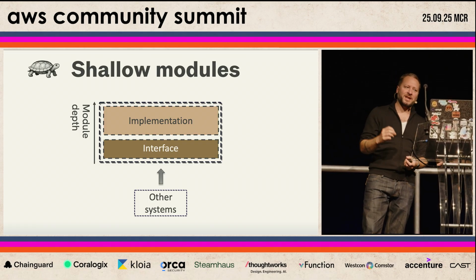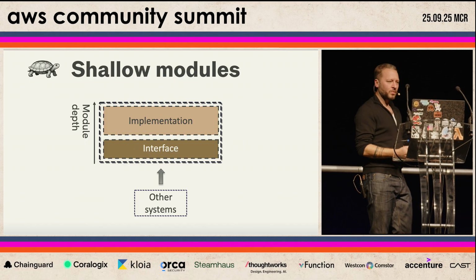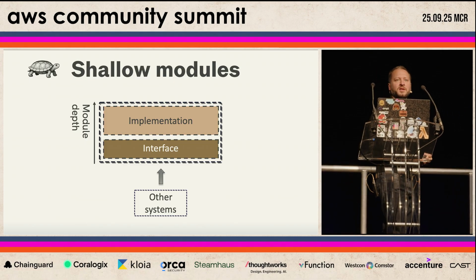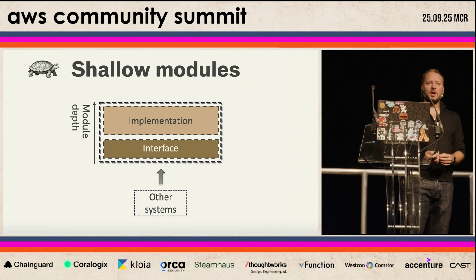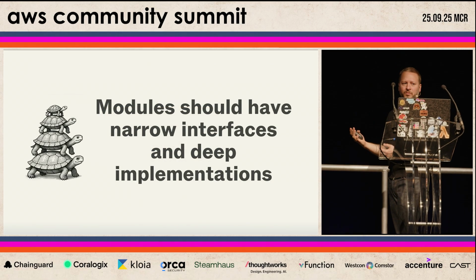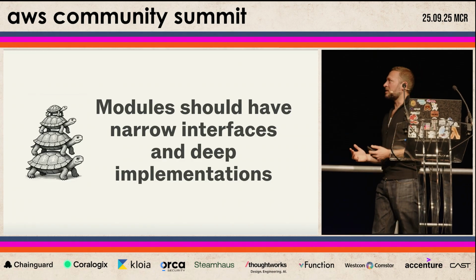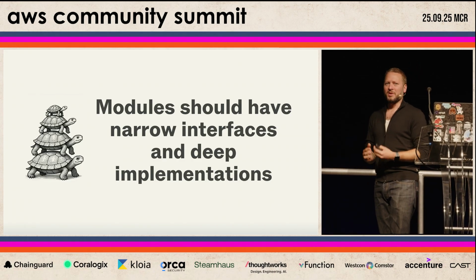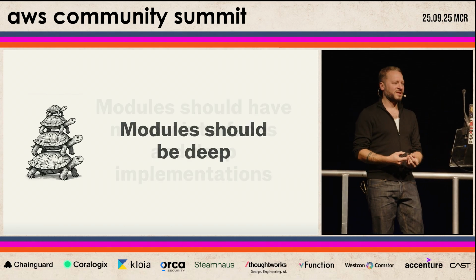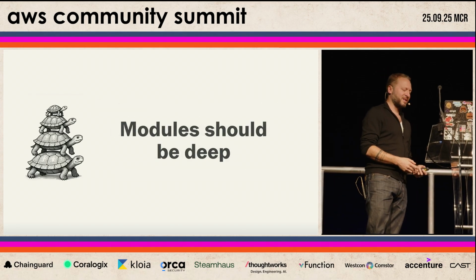So it has a very shallow implementation. And this would be a worse implementation of this API. And this applies to all systems again. So you can remember, modules should have narrow interfaces and deep implementations, or to put it very shortly and simply, modules should be deep.